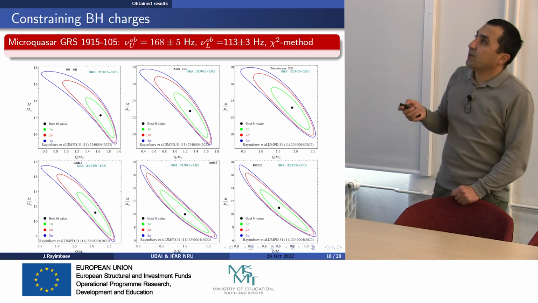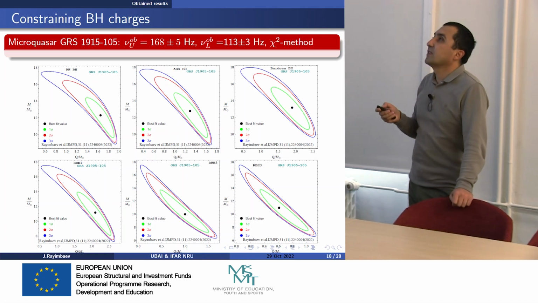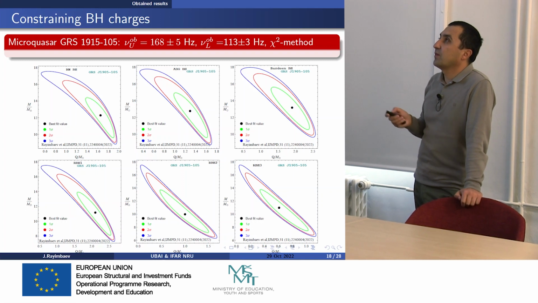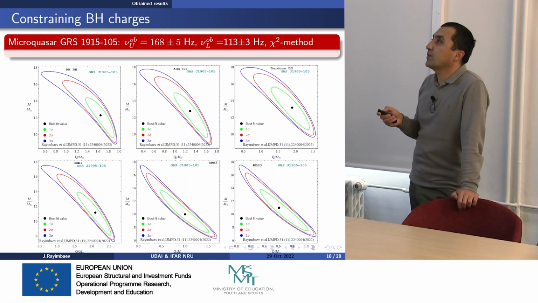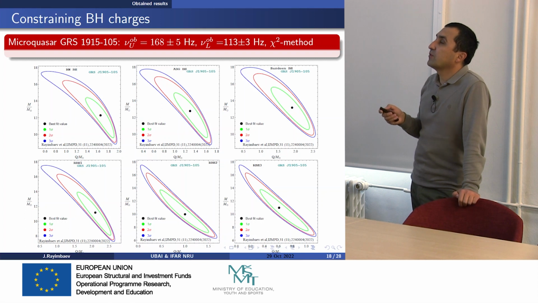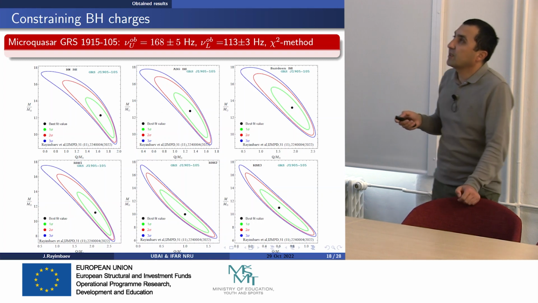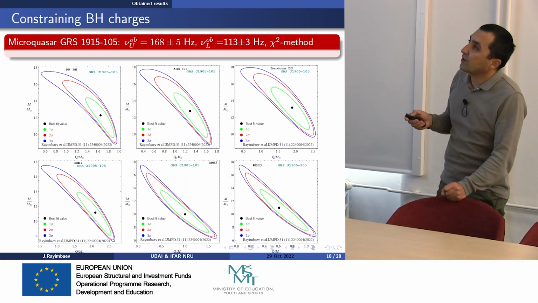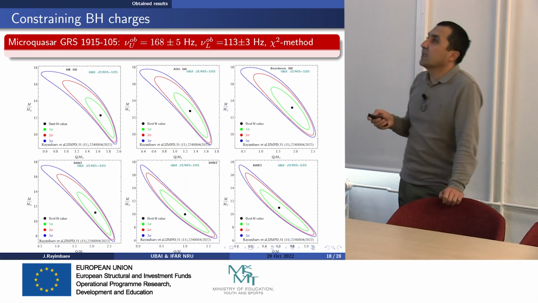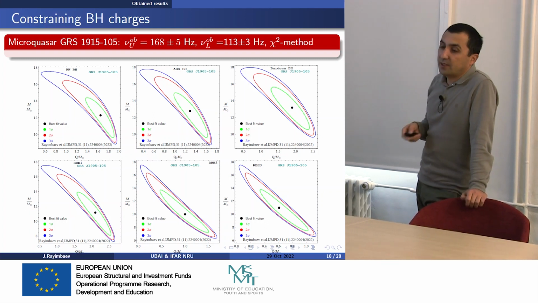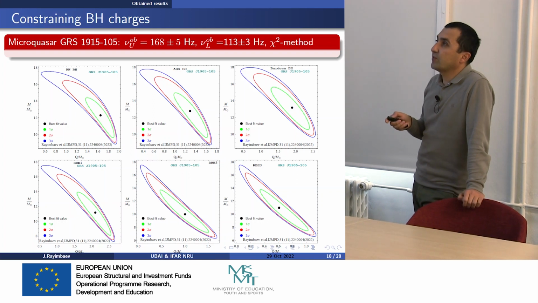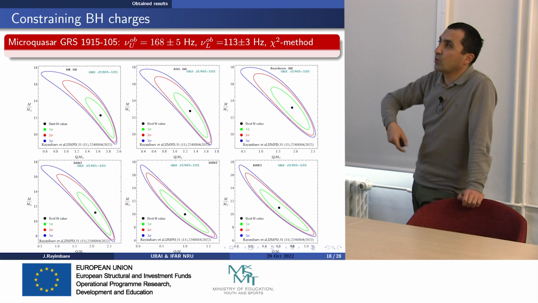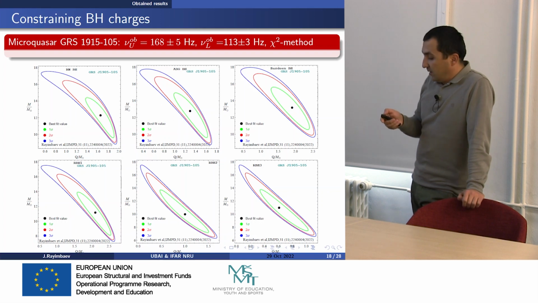Here are some constraints for the microquasar GRS 1915+105 with observational data, and I used here a chi-square method for different error bars, 1 sigma, 2 sigma, 3 sigma, and this is the best fit where we can find minimizing all quantities.